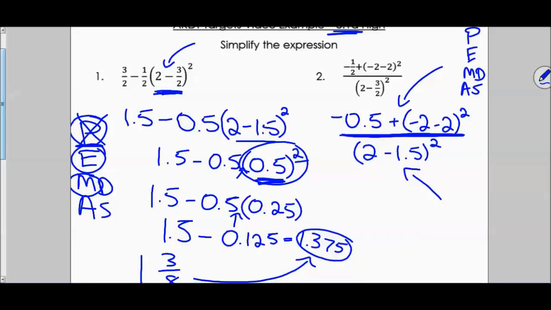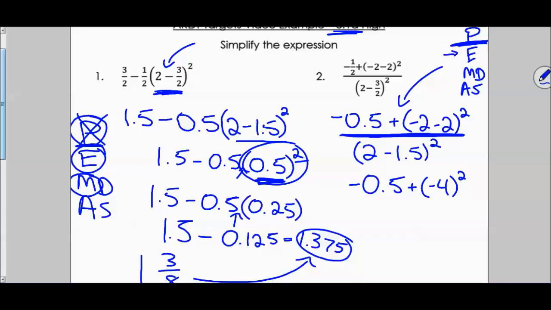We're going to look for our parentheses first. I'm just going to start with the top. We're going to do the negative 2 minus 2 on the inside of the parentheses. That's negative 4. Now plus 0.5, this is negative 4 squared. That's just simplifying inside the parentheses. We're done with parentheses on top.